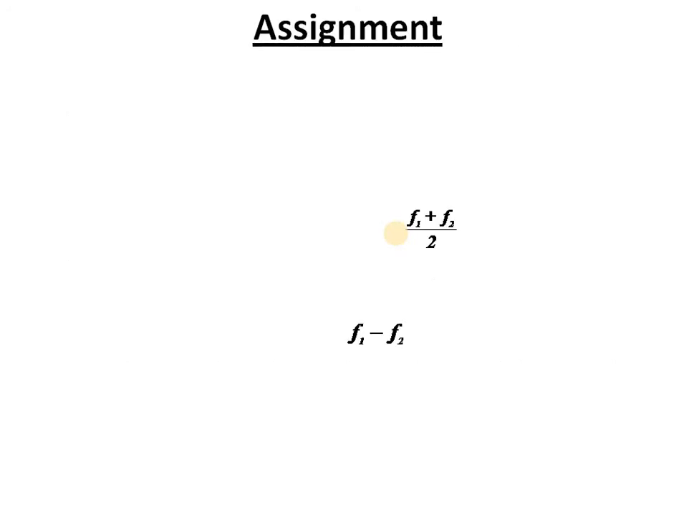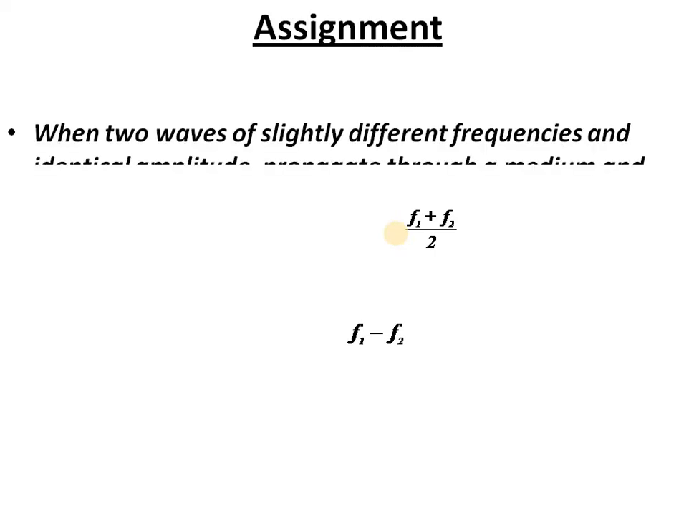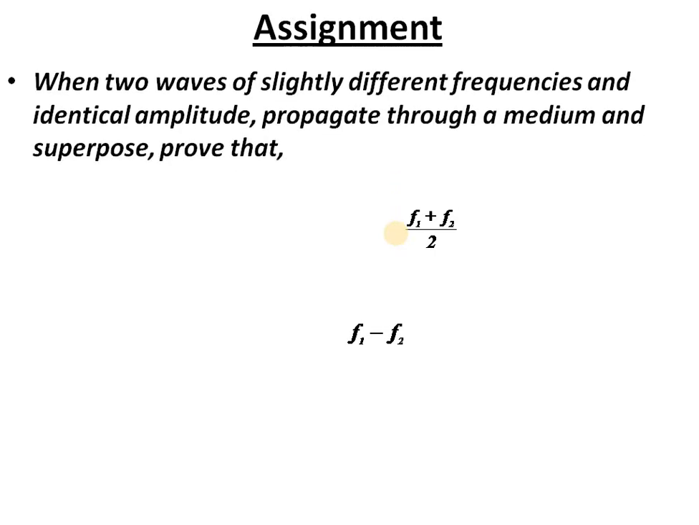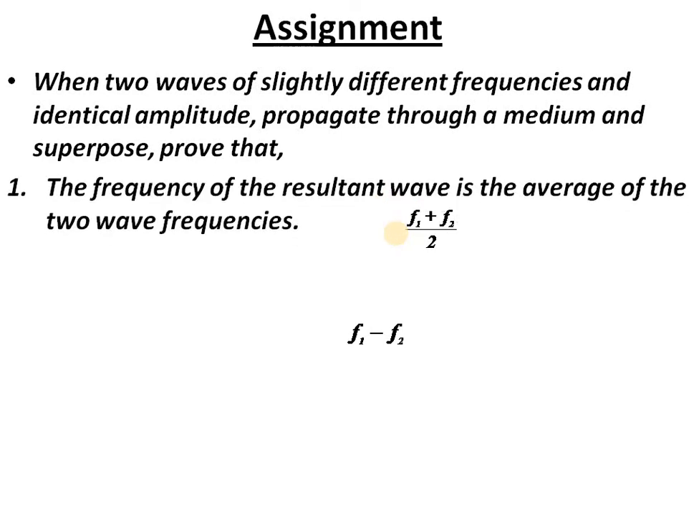Okay, these are some of the typical applications of beats. Here is now the time for question assignment. Here is the first question. When two waves of slightly different frequencies and identical amplitude propagate through a medium and superpose, prove that the frequency of the resultant wave is the average of the two wave frequencies, that is (f1 plus f2)/2. Right? We have already discussed it. You have to write it.